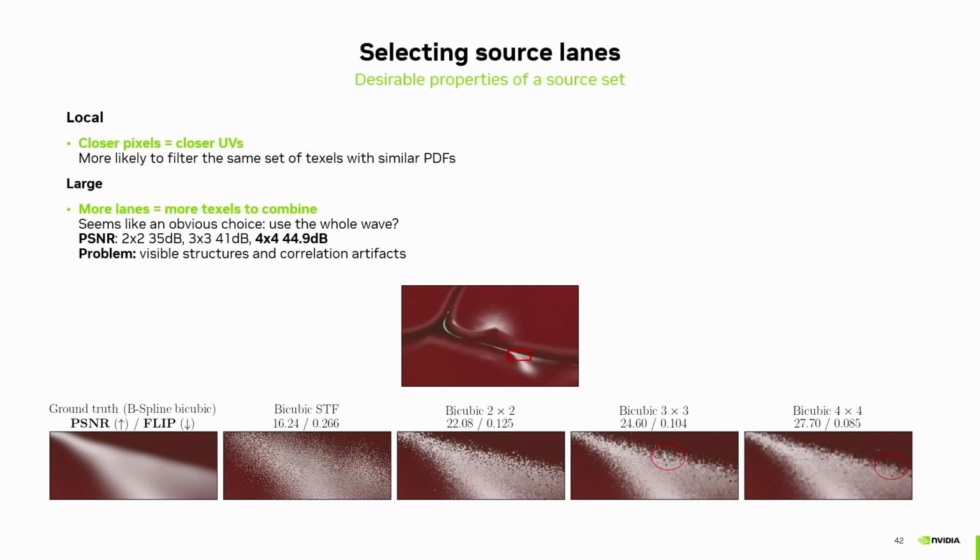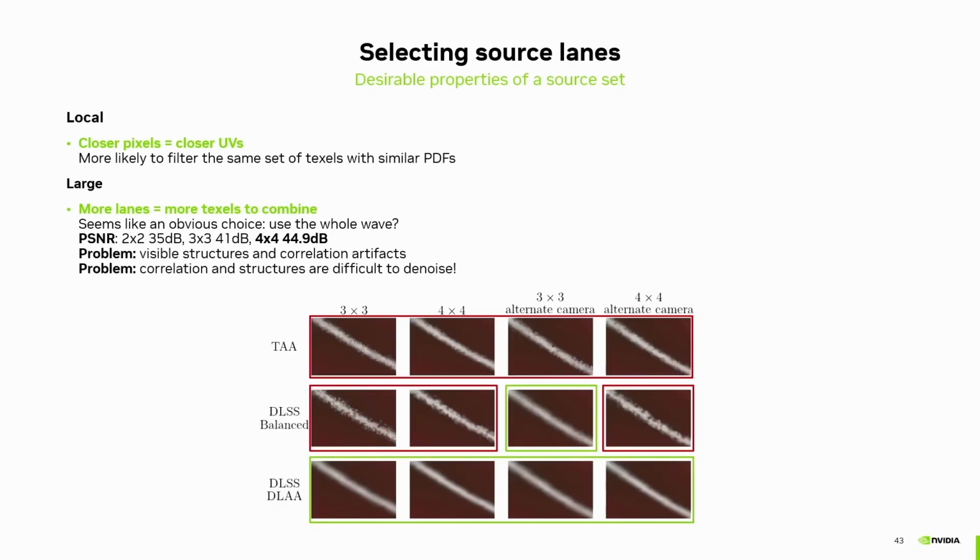And it's not just a perceptual problem. It's also very challenging for denoising. For example, TAA always struggles with denoising 3x3 and 4x4 patterns. While DLSS, DLAA always denoises them perfectly, DLSS balanced, which also does super resolution, not just anti-aliasing, has camera angle dependent behavior, which is quite annoying to debug. It's a learning-based method, so it sometimes recognizes those patterns as features and sometimes denoises them.